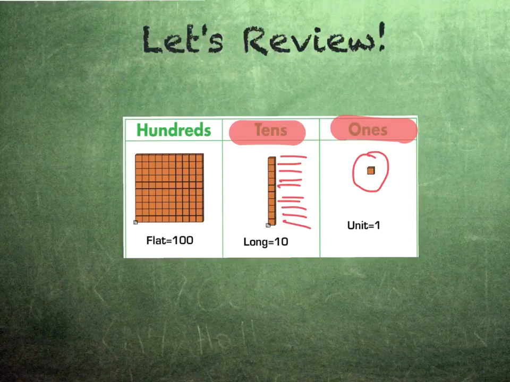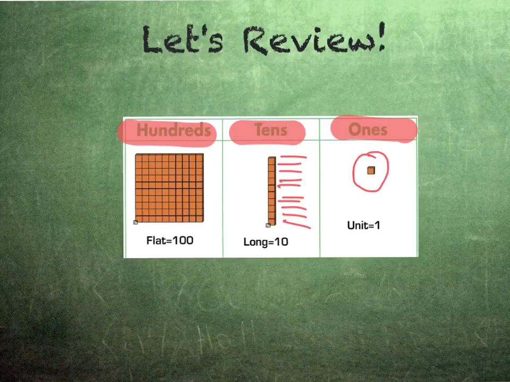So our next place, the 100s place, is really important. We're going to go ahead and count the amount of tens or longs that are in our flat or 100s. We have 1, 2, 3, 4, 5, 6, 7, 8, 9, 10. So we can see that 10 unit ones equal 1 long and 10 longs or 100 units equal a flat.